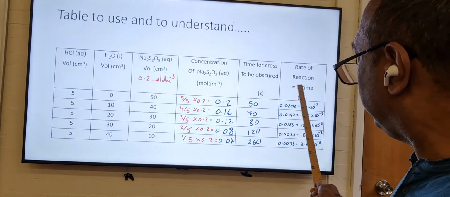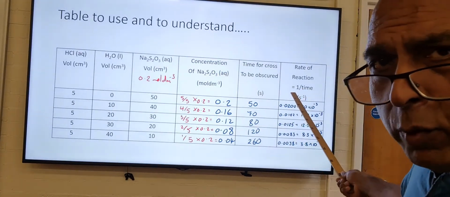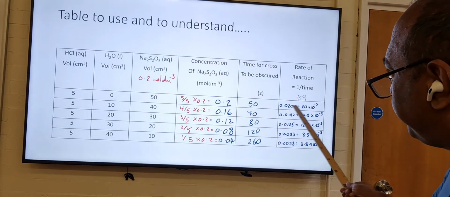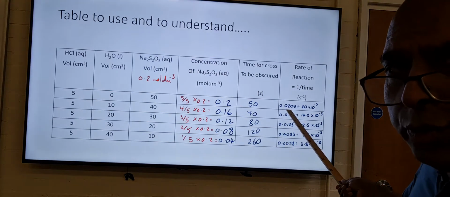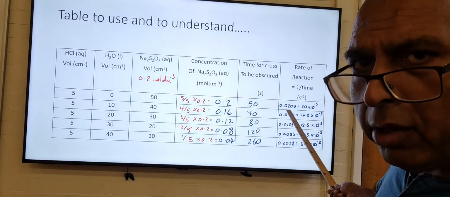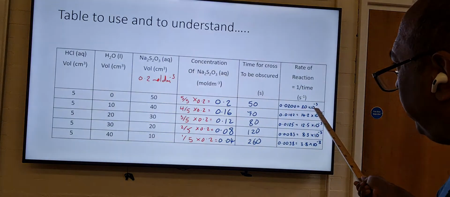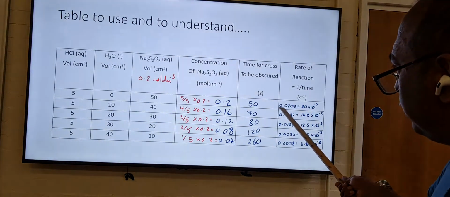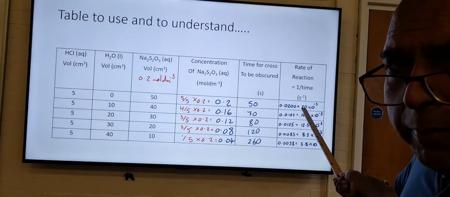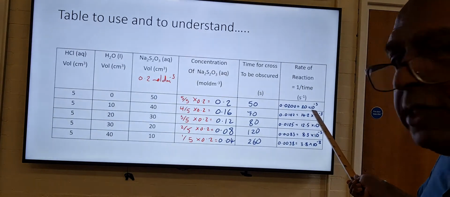Now, this is the reciprocal. When you do 1 over time, you do 1 over 50. 1 over 50 is 0.0200. Do it in your calculator. Now, that's hard to plot. So what I do is I multiply by 1,000. 1,000 times that is 20. And to get it back to the right number, times 10 to the minus 3.